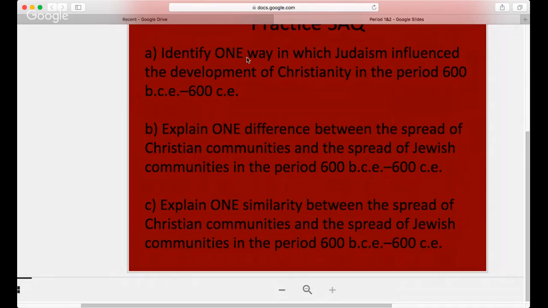So you have A, identify one way in which Judaism influenced the development of Christianity. B, explain one difference between the spread of Christian communities and the spread of Jewish communities. And C, explain one similarity between the spread of Christian communities and the spread of Jewish communities. So they're asking you for similarities and differences, and how one influenced the other.